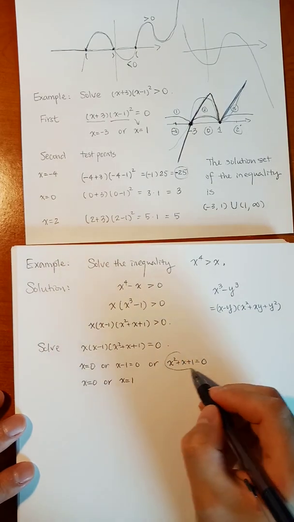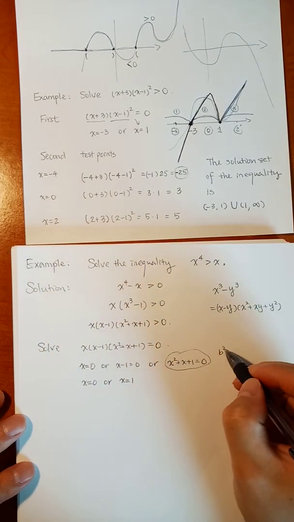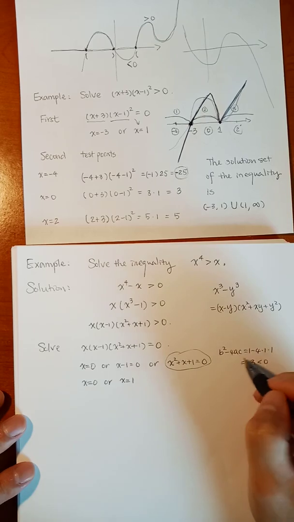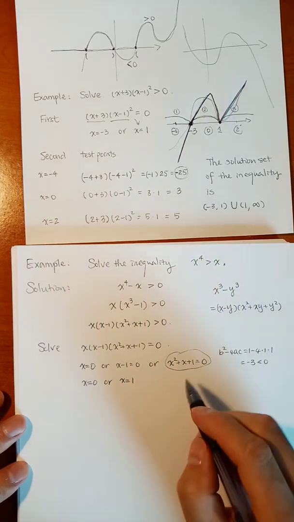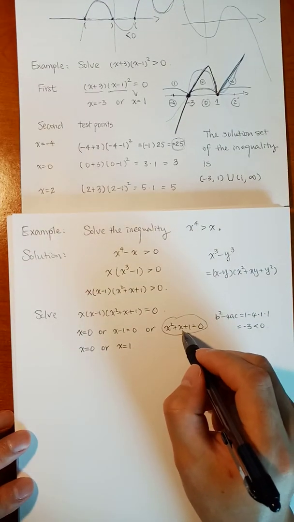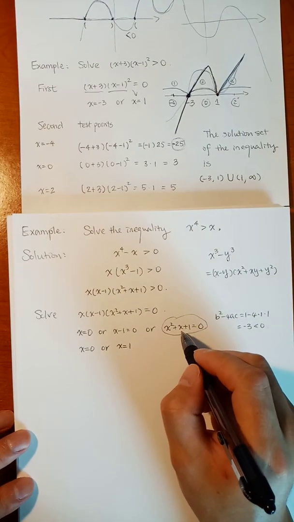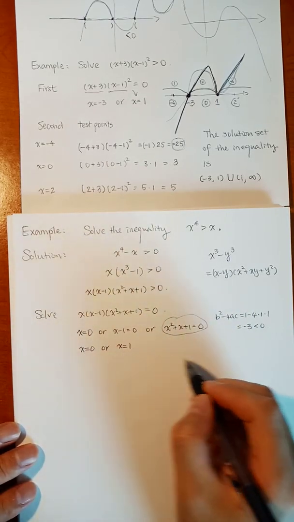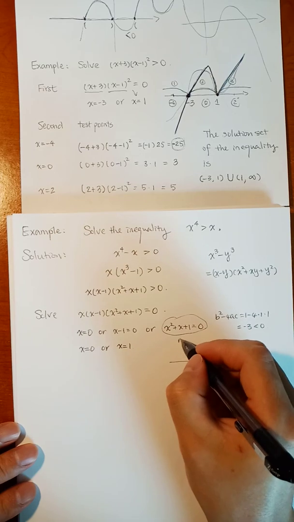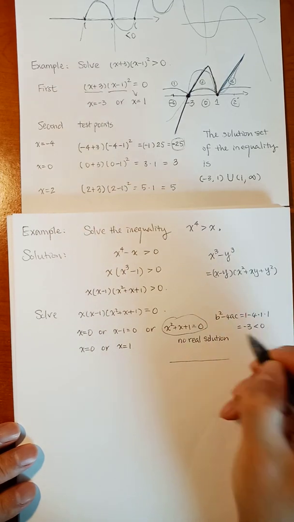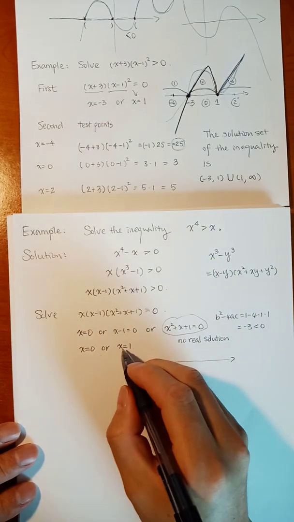And you can check that for this quadratic polynomial, b squared minus 4ac is equal to 1 minus 4 times 1 times 1, equal to negative 3, less than 0. The discriminant is negative, so this one has no real solution. So this equation has no real solution. There are only two solutions, 0 and 1.